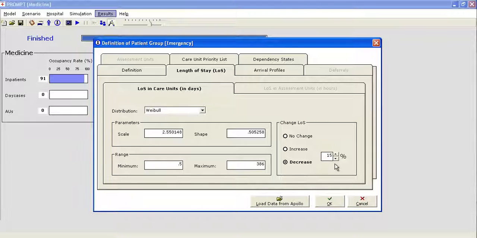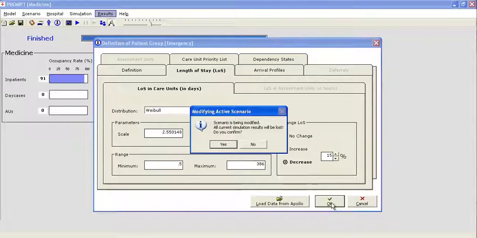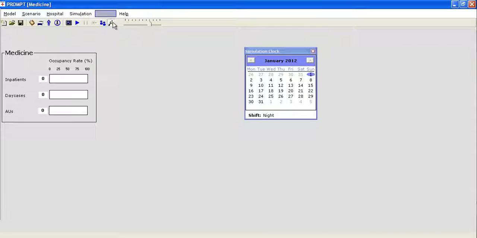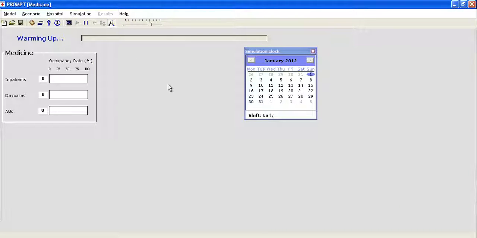So now what happens in the model is that everyone is sampled their length of stay distribution as before from a Weibull distribution, but we shave 15% off that length of stay in this scenario. And we can do anything we like, increase or decrease that as a scenario. So I'm going to say yes to that. So I've got my 16,000 patients now coming through. I'm going to rerun that with a 230 bed still. But now I've got a length of stay reduction of 15% for my medical emergencies.